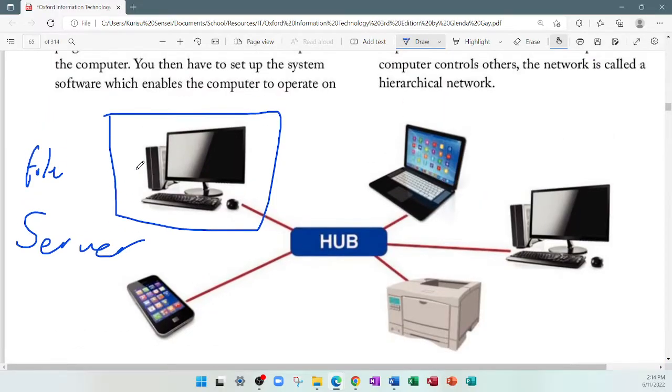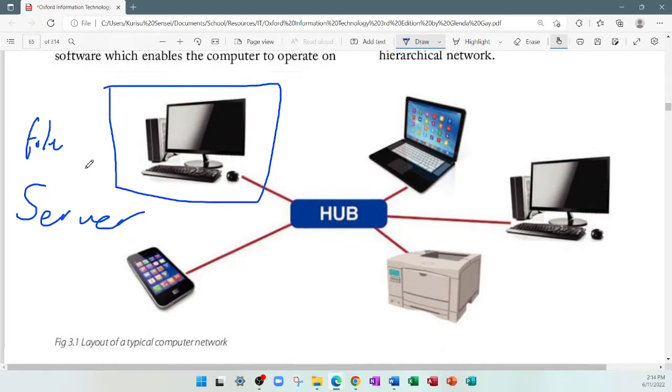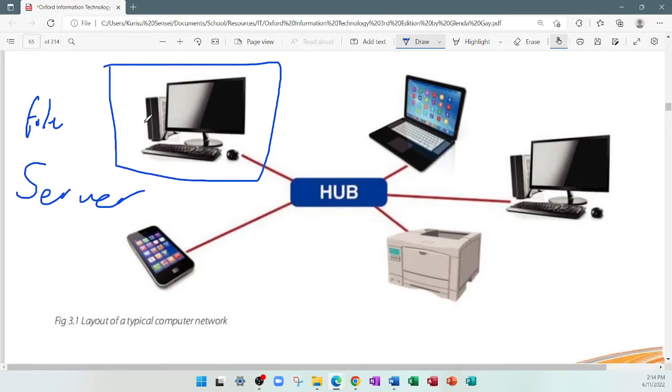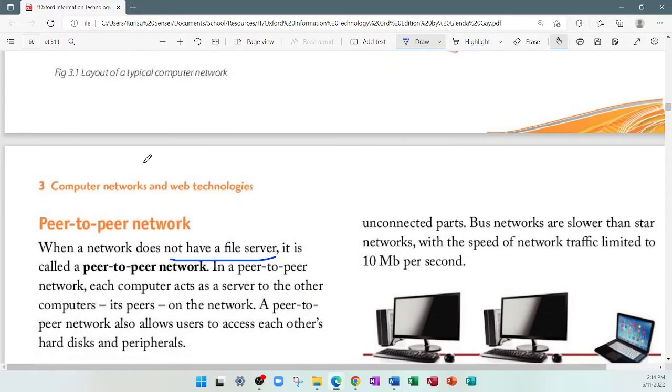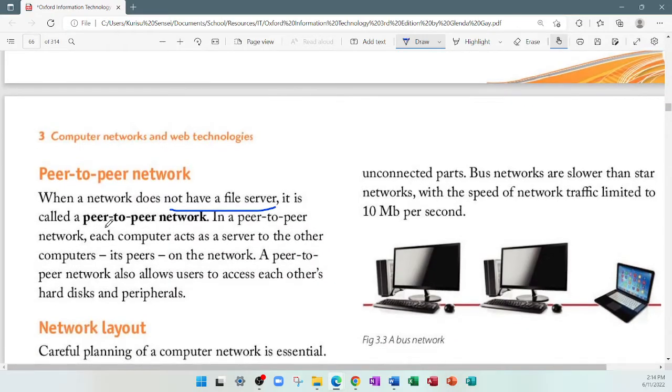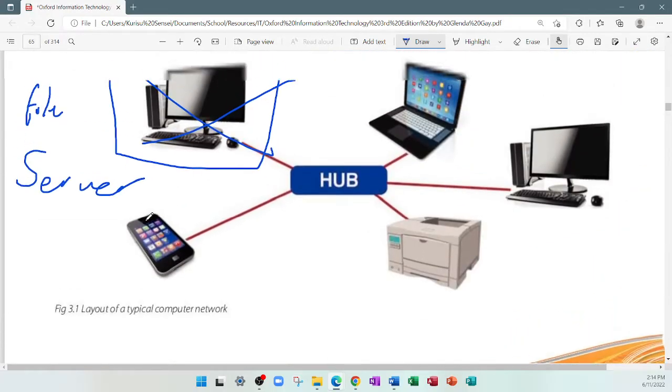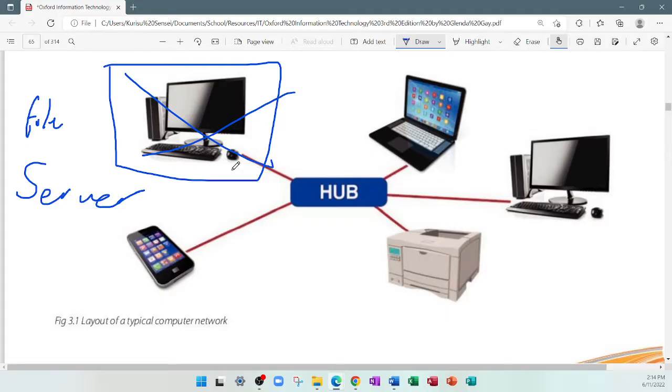So when a network does not have a server, basically there is no computer offering services, any form of content, and so on. That would be called a peer-to-peer network. Why is it called peer-to-peer? Because basically everyone is equal on the network. No one is the main person on that network. So basically in a peer-to-peer network, anyone can be a server.